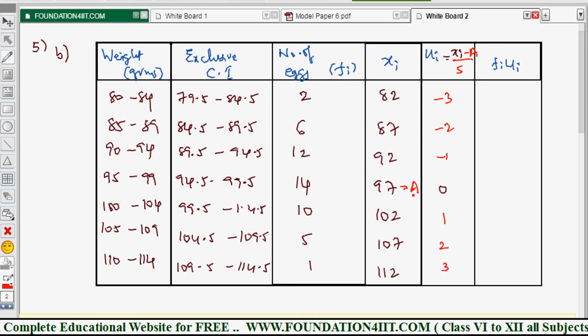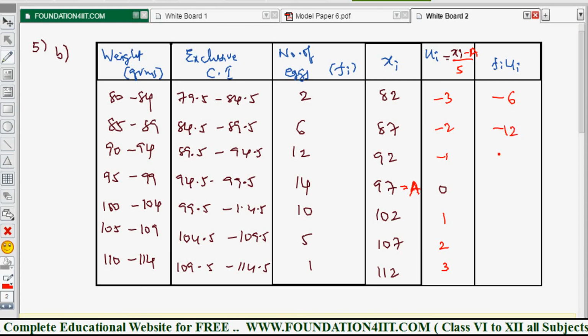1, 2, 3. Where you are assuming, that place you can put 0 in ui. Then above is negative 1, negative 2, negative 3. Down is positive 1, positive 2, positive 3. Then fi ui. So fi column and ui column you multiply. That is minus 6. 2 into minus 3 is minus 6.